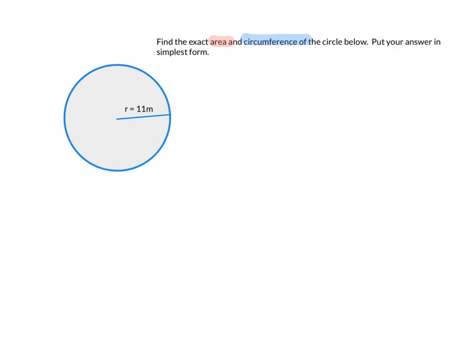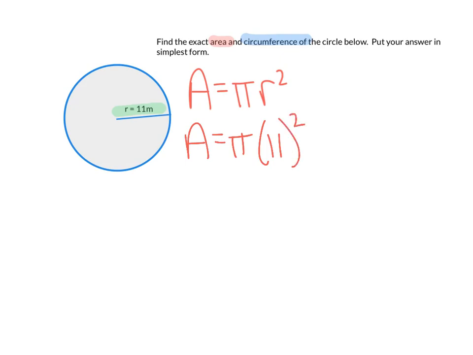So let's start with area. The formula for the area of a circle is pi times radius squared. In our particular problem, our radius is 11 meters, so we're going to use that as our radius. I'm going to say area equals pi times 11 meters squared. I'm going to square 11. 11 times 11, or 11 squared, is 121.